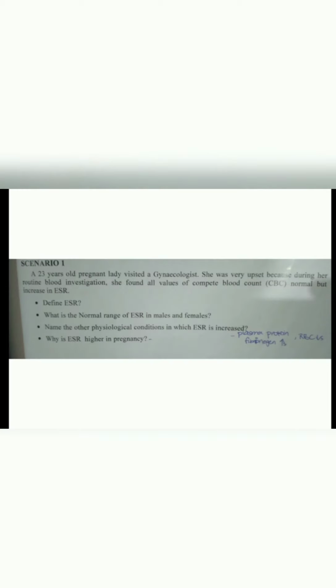Next, we have a scenario. A 23-year-old pregnant lady visited a gynecologist. She was very upset because during her routine blood investigation, she found all values of complete blood count, that is CBC, normal, but an increase in ESR. Here you will define ESR, what is the normal range, name the other physiological conditions, and then why it is higher in pregnancy.